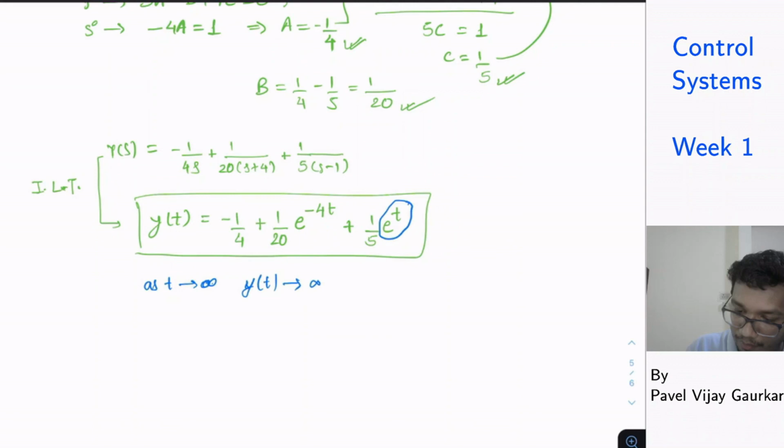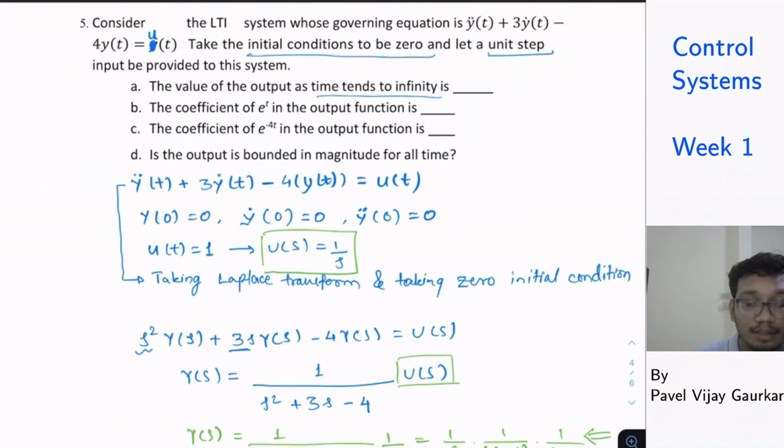In future classes, you will learn more about boundedness and bounded input, bounded output stability. Thank you, sir. Yeah, so in one line, output bounded means there is a cap on the output, it will not go beyond it.